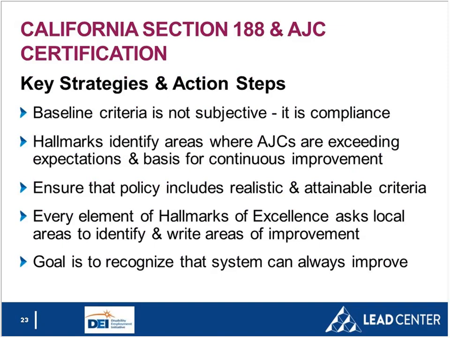And again, let's start with a review of the topics that California covered in Part 2. So the key strategies and action steps. Baseline criteria is not subjective, it's compliance. And I think that's referring to that first level of AJC certification around Section 188, the baseline criteria. Secondly, the hallmarks, which is the second level, identify areas where AJCs are exceeding expectations and try to identify a basis for continuous improvement. California is trying to ensure that policy includes realistic and sustainable criteria.